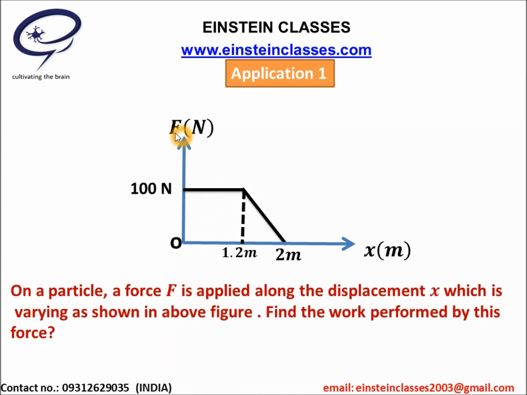In this problem, the force F is acting on a particle along the direction of the displacement of the body, and this force is changing according to this graph with the position x of the particle. We have to find the total work done performed by the force F if the particle is displaced from the origin to 2 meter. As we know that the work done by the force F is given by the area under this graph. Now we are going to discuss the solution of this problem in detail.